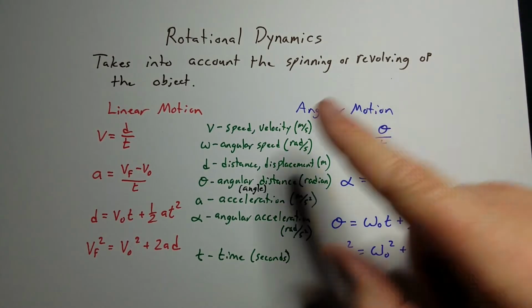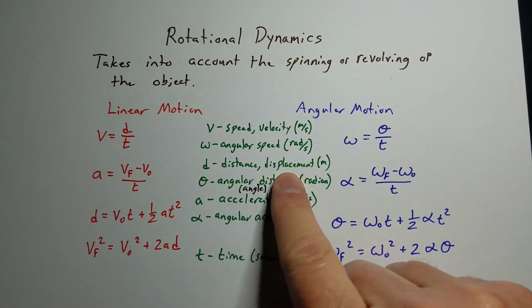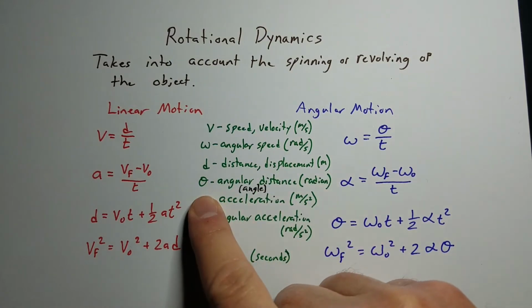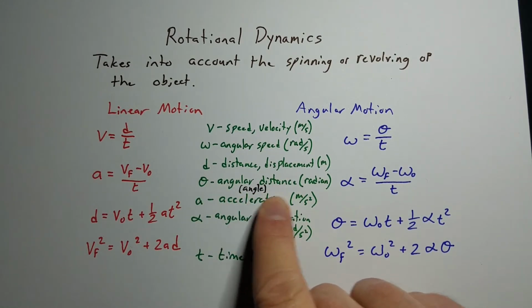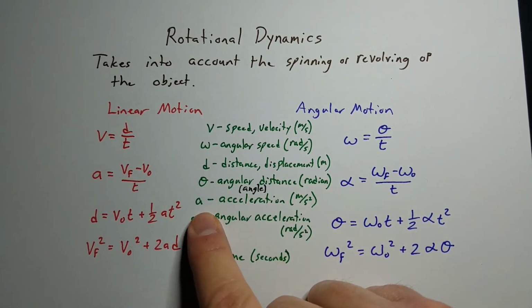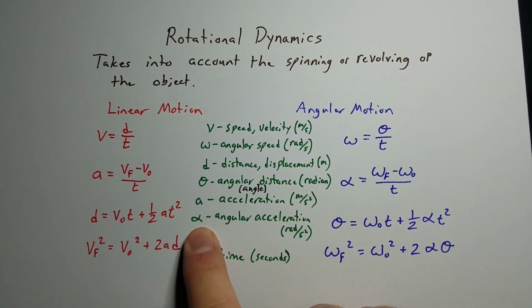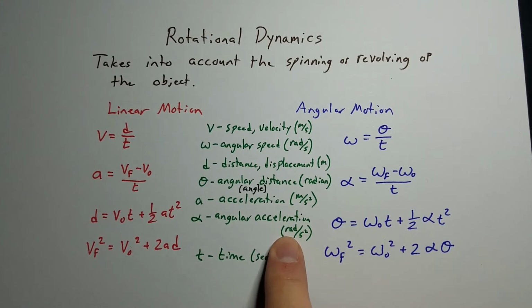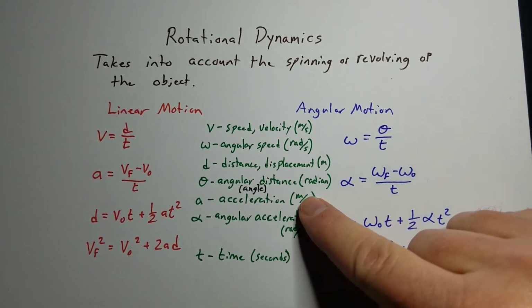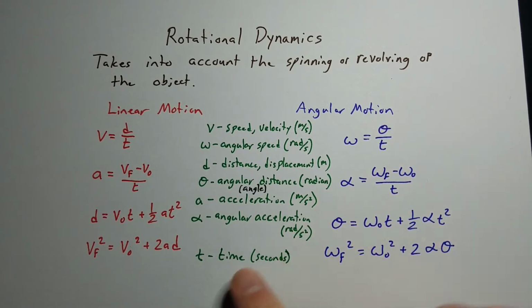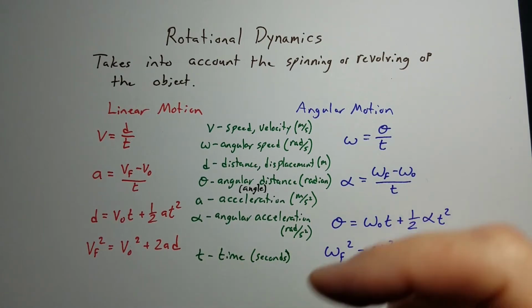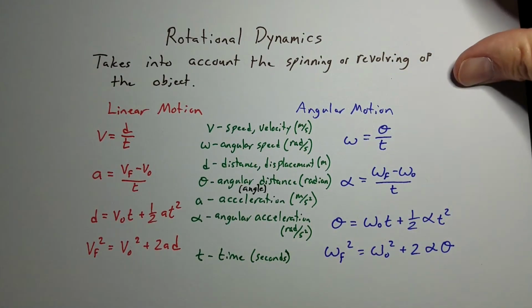But before we do that, let's go through a list. D is distance or displacement in meters, but theta is the rotational equivalent. That's your angular displacement or angle, in radians. A is for acceleration, meters per second squared. Alpha is for angular acceleration in radians per second squared. So basically we're changing the meters to radians. And of course t always stands for time. So let's take a look at one.